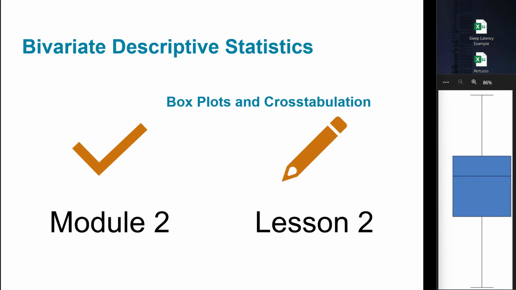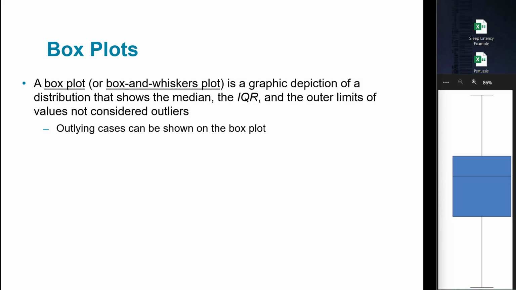While histograms are important depictions of continuous data, there is another graphic that we need to learn about regarding interval and ratio variables, and that's the box plot. To understand a box plot, we need to learn its key components.